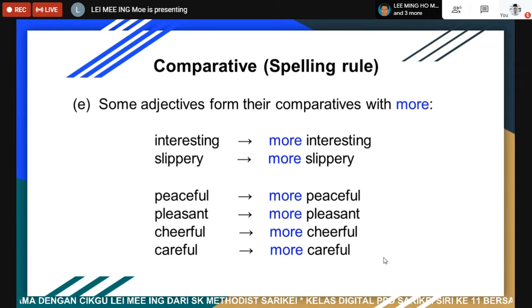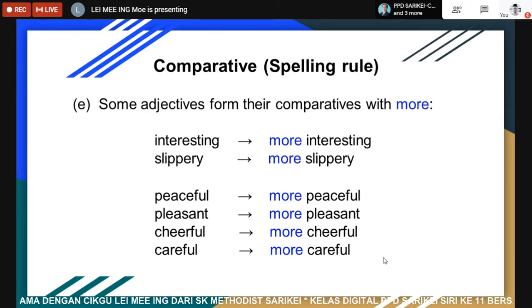So the first one just now, we just plus ER, right? The second rule, our CVC, we double the consonant, we plus ER. The third rule, when your adjective ends with an E, you plus R. Rule number 4, the adjective ends with a Y, you drop the Y, you plus IER. And then the last rule, more. Easy for you to memorize, right?